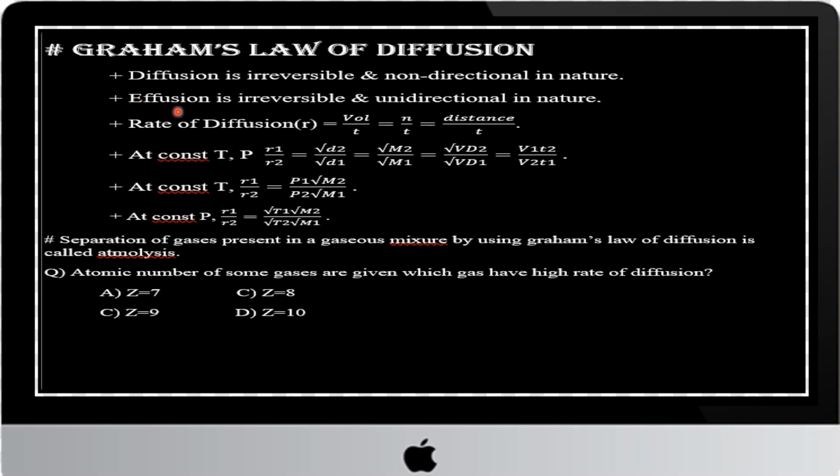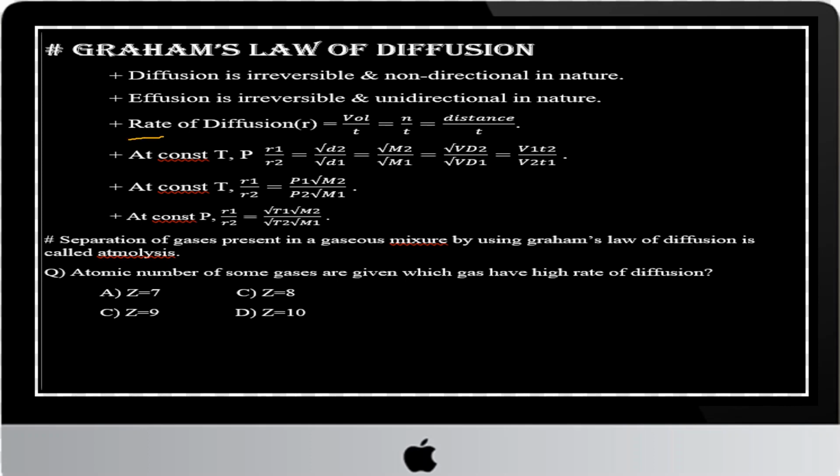Coming to the next, effusion. Effusion is irreversible and unidirectional in nature. Because it passes through a small hole, a narrow hole, it will be in the same direction. So here are the important notes you should make. Remember this, it will make it easier to solve the numericals related to Graham's law of diffusion.